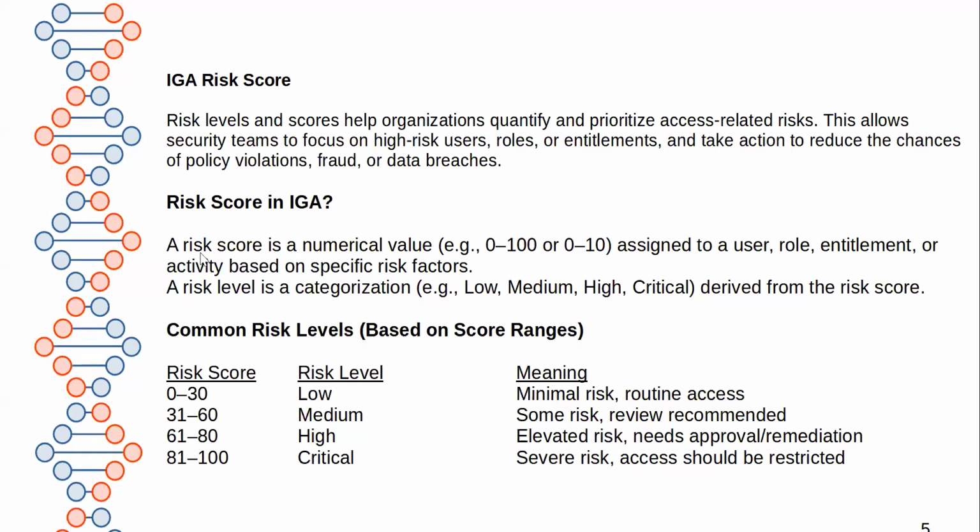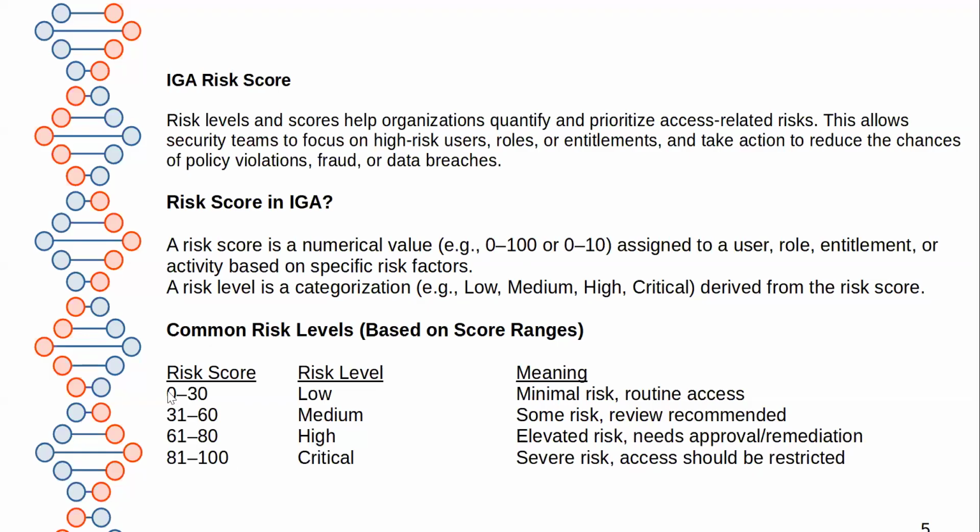Just understand this: the risk score is a numerical value, whereas the risk level is the categorization. The risk level is the categorization in which you classify them as low, medium, high, or critical, and you can derive it from the risk score. Now, let's understand the risk score, the risk level, and the meanings of it.